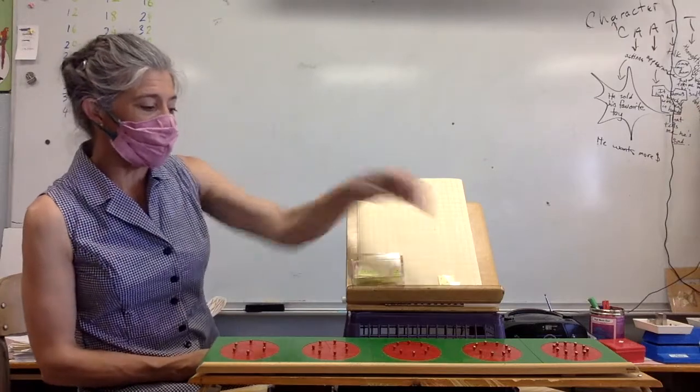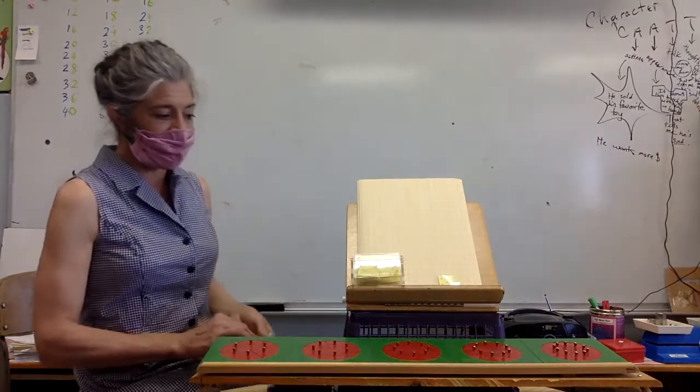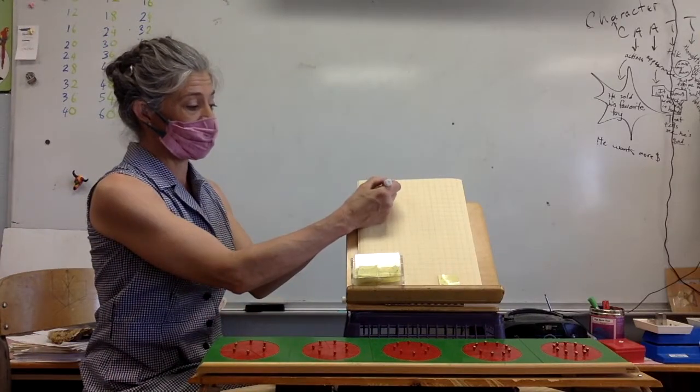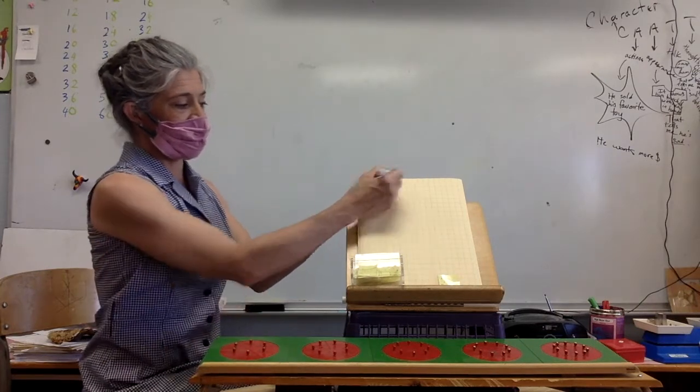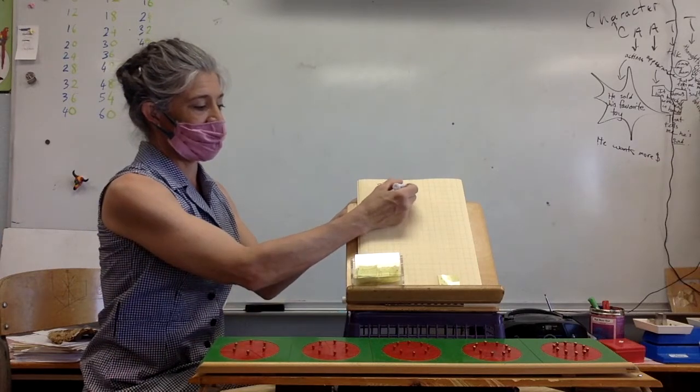Now we're going to learn a new skill: fraction multiplication. On the board, it's very small, but here's what it says: 2/10 times 3 equals. That's 2 tenths times 3 equals.